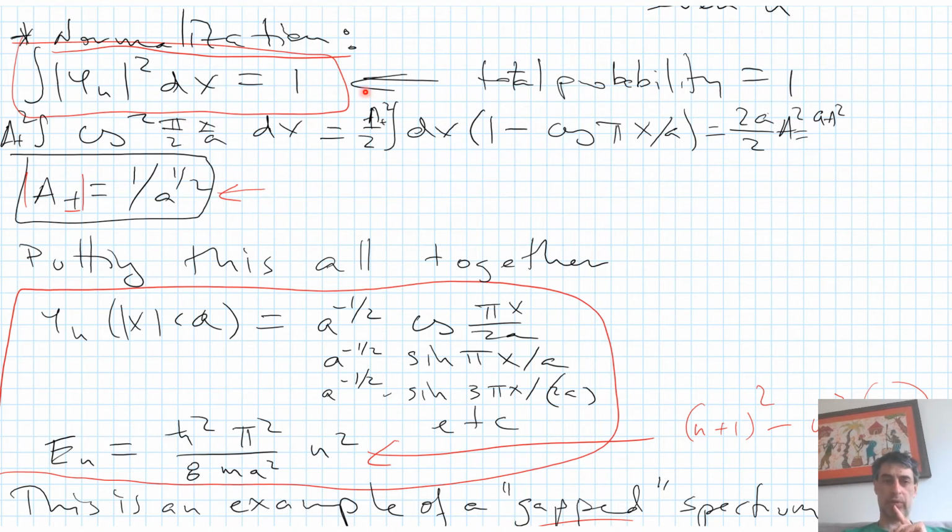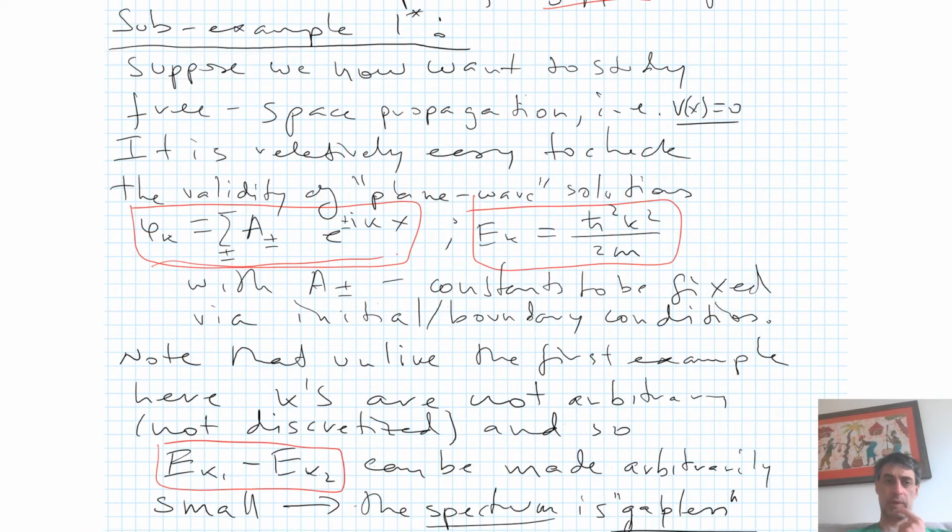The thing that's left over is normalization. That fixes the overall magnitude of A plus minus to be in absolute value 1 over root a. And putting all this together, this is the outcome. This is the spectrum of the problem. These are the energies. These are the wave functions, the eigenfunctions. And you can see that the energies, because these are integers, are all finite, and so the gap is finite. The gap is the difference between the energies.